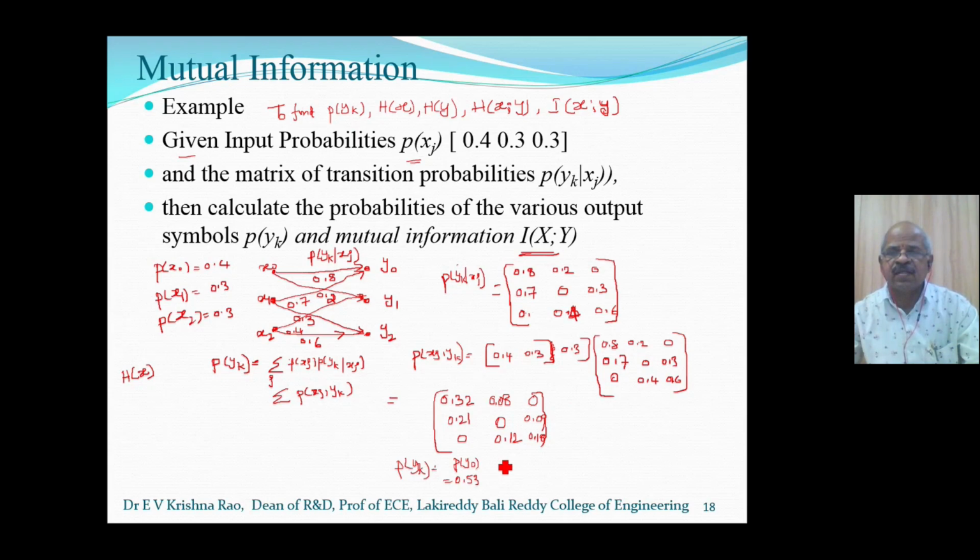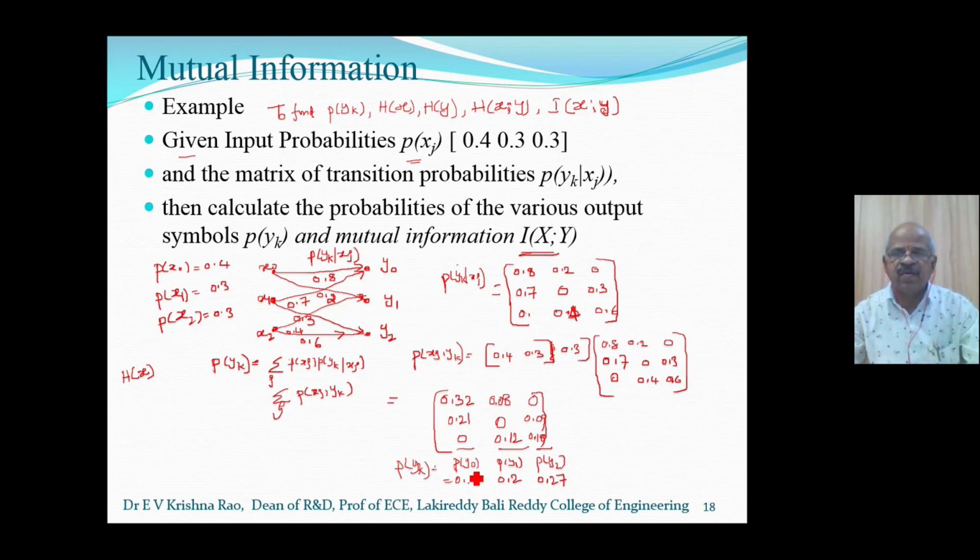P of y1 is 0.08 + 0.12 = 0.2. P of y2 is the sum of 0.09, 0.18, 0.27 which is 0.27... So the output probabilities P of yk are the sum over all j of P of xj at yk, this is for all the inputs j.